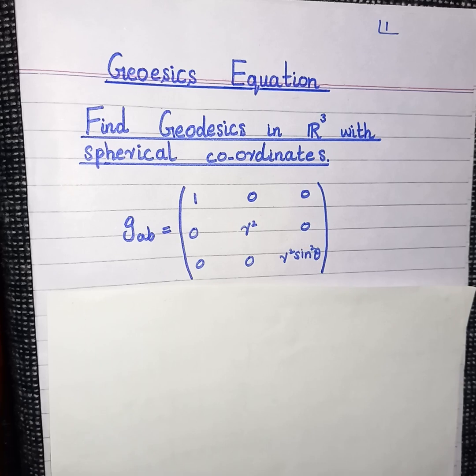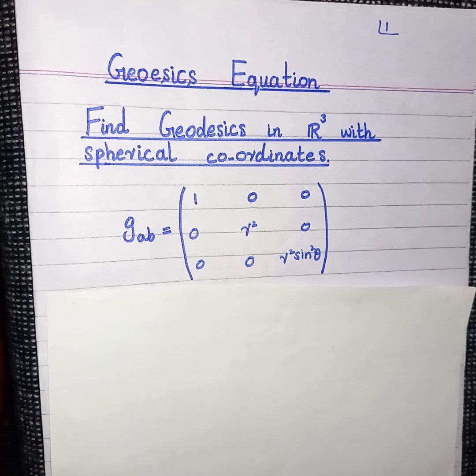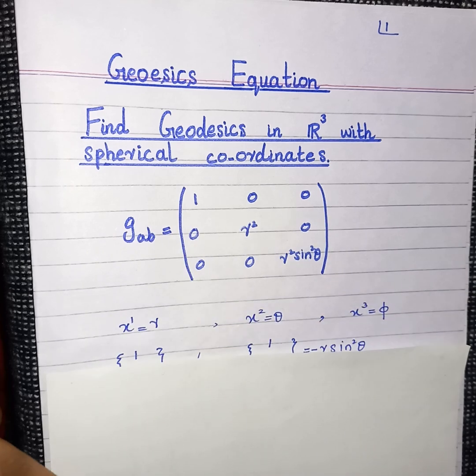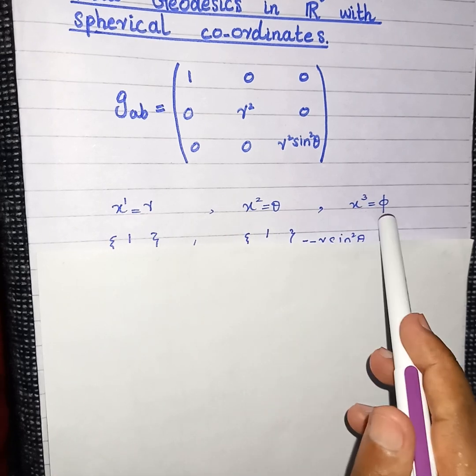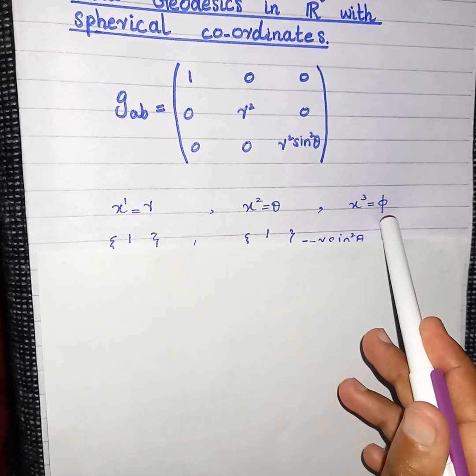Hello everyone, in today's lecture we will discuss a problem related to finding geodesic equations in R3 with spherical coordinates, and the metric tensor is given by this one, g_ab, that is equal to this. Over here we have x1 is equal to r, x2 is equal to theta, x3 is equal to phi, that are actually the spherical coordinates.